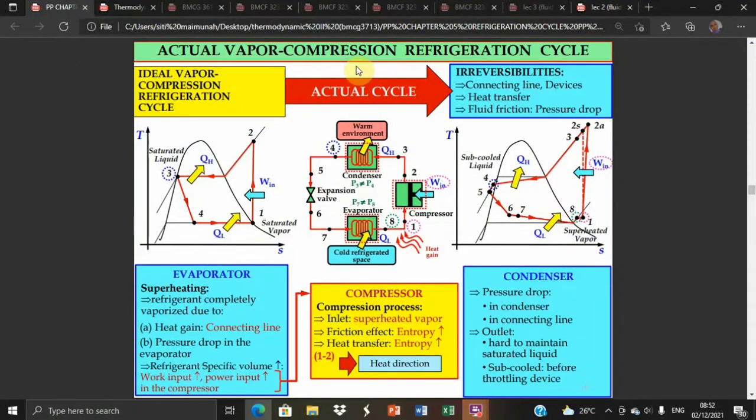The actual vapor-compression refrigeration cycle differs from the ideal one in several ways, owing mostly to the irreversibilities that occur in various components, such as the connecting lines, heat transfer, friction, and pressure drop.